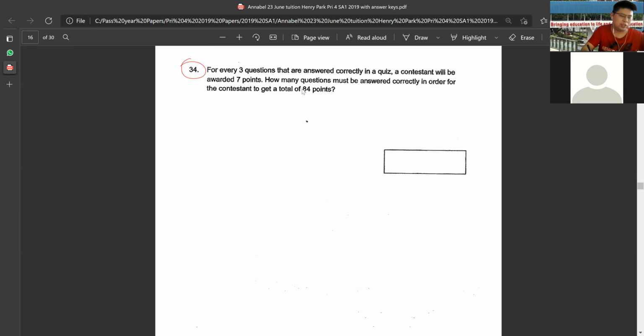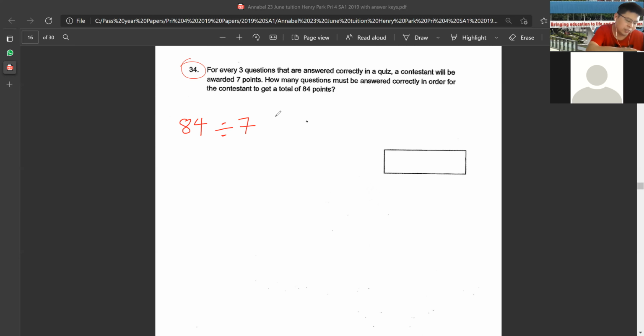For every 3 questions answered correctly in a quiz, a contestant will be awarded 7 points. How many questions must be answered correctly in order for the contestant to get a total of 84 points? So that'll be 84 divided by 7.